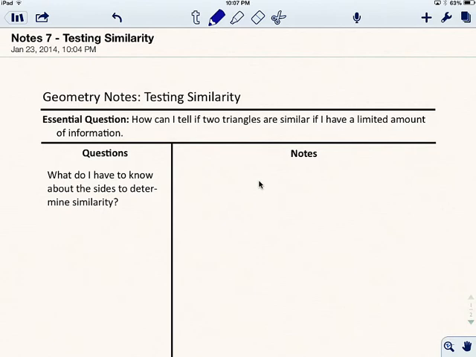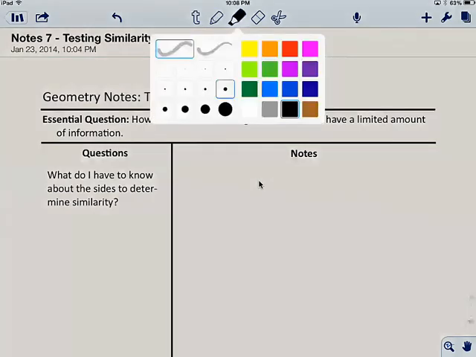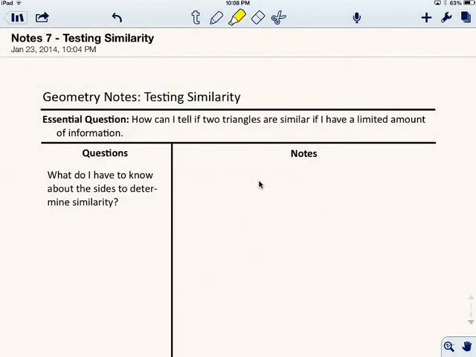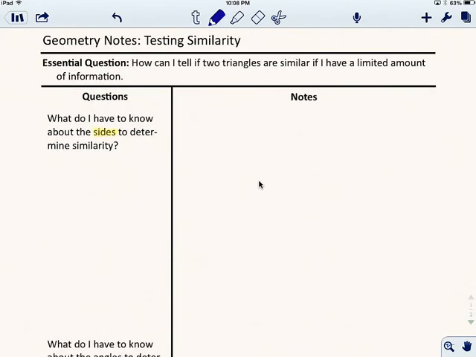The first question I have on here says, what do I have to know about the sides to determine similarity? Specifically, what we want to look at here is sides, so I'm going to highlight sides real quick. The next part's going to be about angles, but this is about if they've given us information about sides. We can think back to the definition of similarity, and we know that if two triangles are similar, then the corresponding sides all have the same proportion.